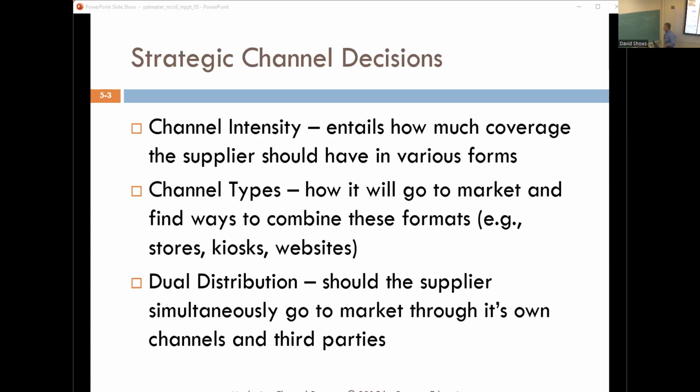The third type is what are called specialty goods, and these are goods that consumers will go out of their way to find.